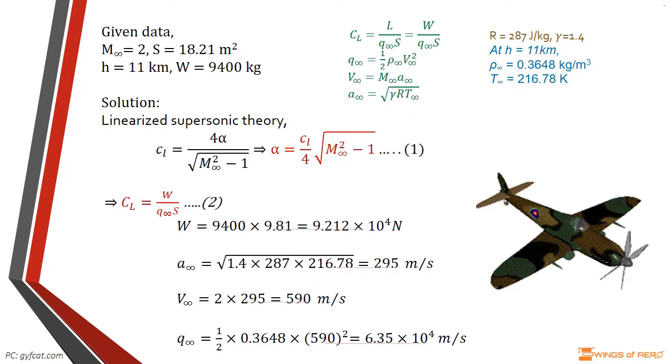Given data: the supersonic fighter is flying at Mach M infinity equal to 2, the planform area of the wing is 18.21 square meters, and the aircraft is flying at an altitude h of 11 km. The weight of the airplane W is 9,400 kg force. Now we have to find the angle of attack of the wing relative to the free stream.